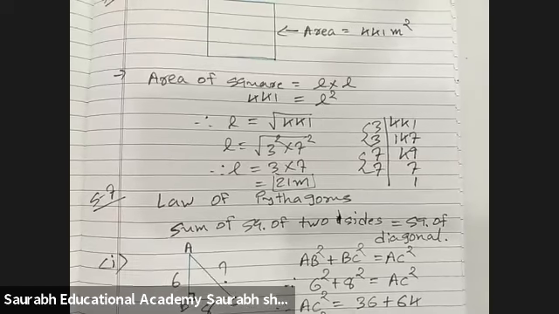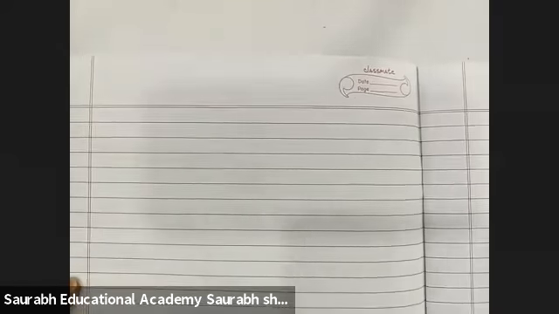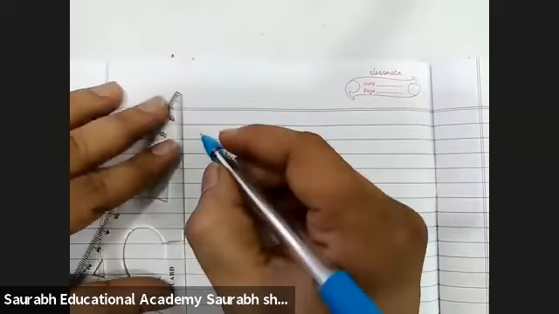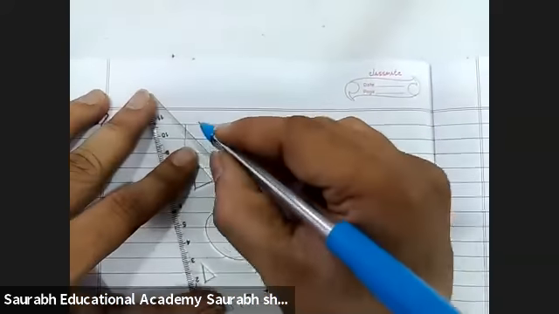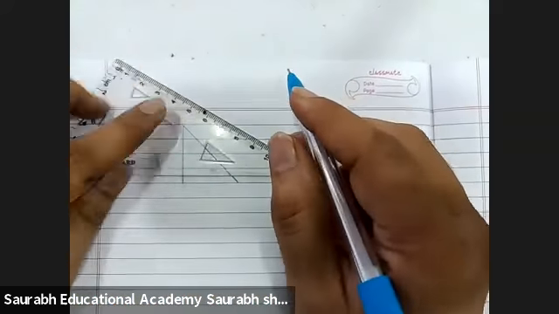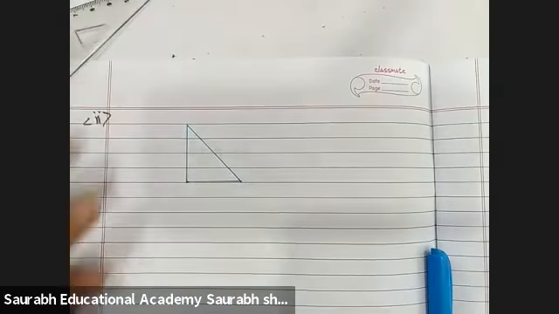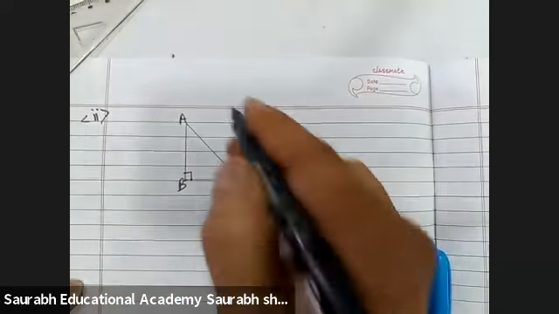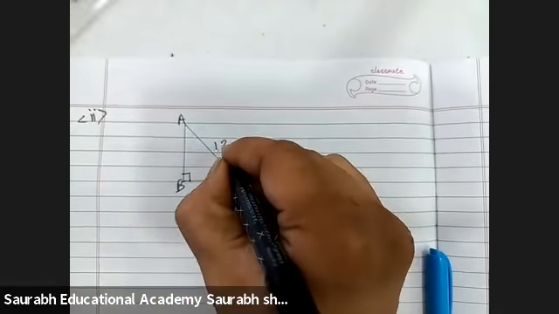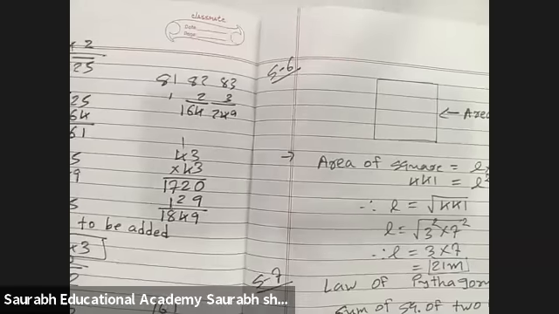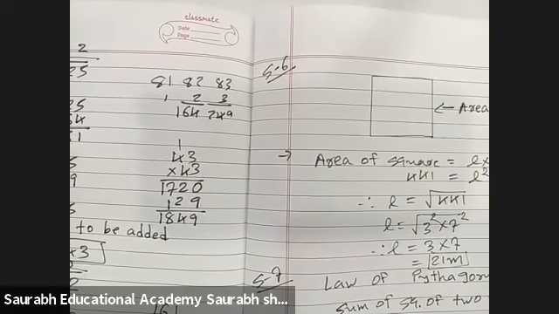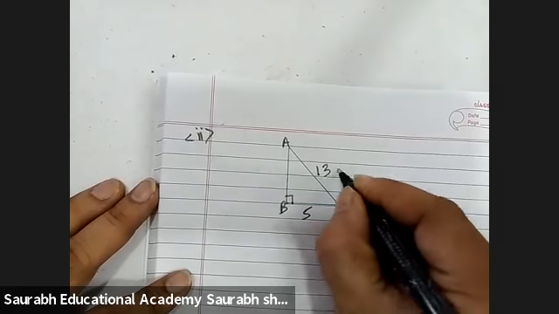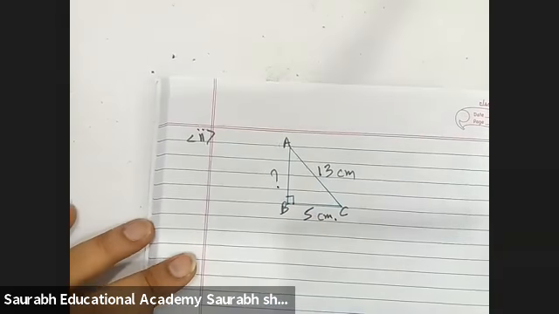Let us do the second sum of question number 7, using Pythagoras theorem. ABC, angle B is 90. Now here what is given? Hypotenuse, or diagonal. Hypotenuse 13 is given. BC is 5 centimeters. You have to find AB. Let's do it.